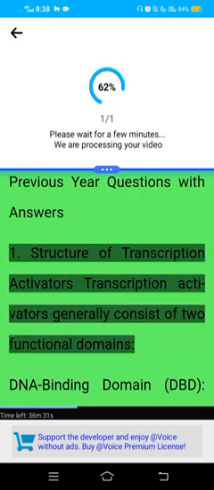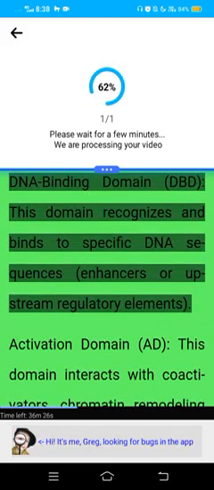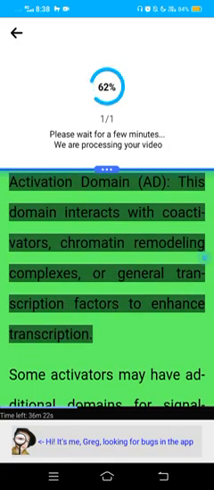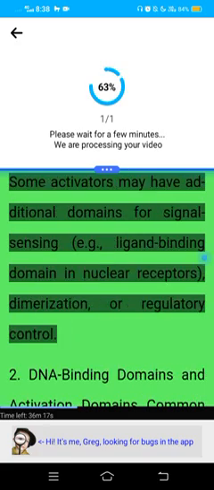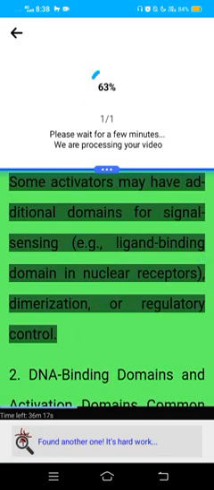1. Structure of transcription activators. Transcription activators generally consist of two functional domains. DNA binding domain (DBD). This domain recognizes and binds to specific DNA sequences, enhancers or upstream regulatory elements. Activation domain (AD). This domain interacts with coactivators, chromatin remodeling complexes, or general transcription factors to enhance transcription. Some activators may have additional domains for signal sensing, e.g., ligand binding domain in nuclear receptors, dimerization, or regulatory control.